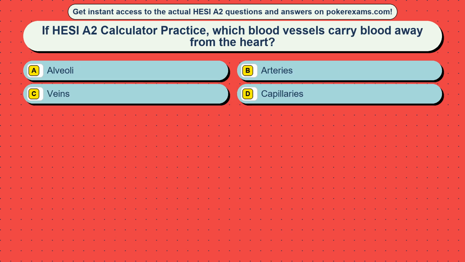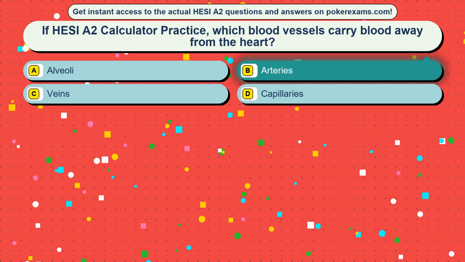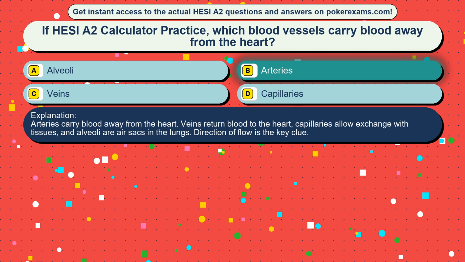Question 20. If HESI A2 Calculator Practice, which blood vessels carry blood away from the heart? Option A, alveoli. Option B, arteries. Option C, veins. Option D, capillaries. The correct answer is option B, arteries. Arteries carry blood away from the heart. Veins return blood to the heart, capillaries allow exchange with tissues, and alveoli are air sacs in the lungs. Direction of flow is the key clue.